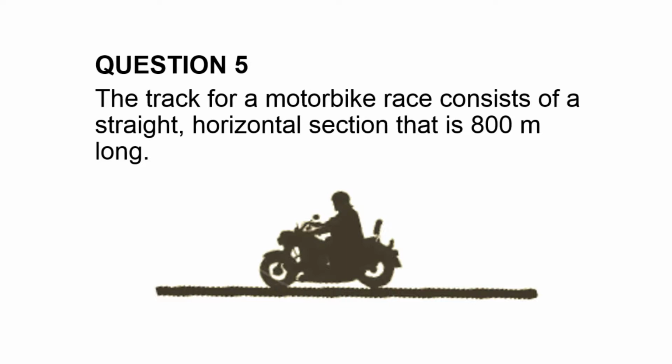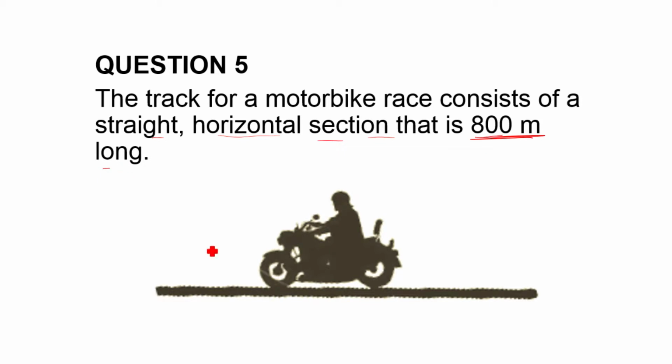All right, we're going on to question 5. It is about a motorbike, and I suspect that we've got something to do with forces and things here as well, maybe even some momentum. The track for a motorbike consists of a straight horizontal section that is 800 meters long.